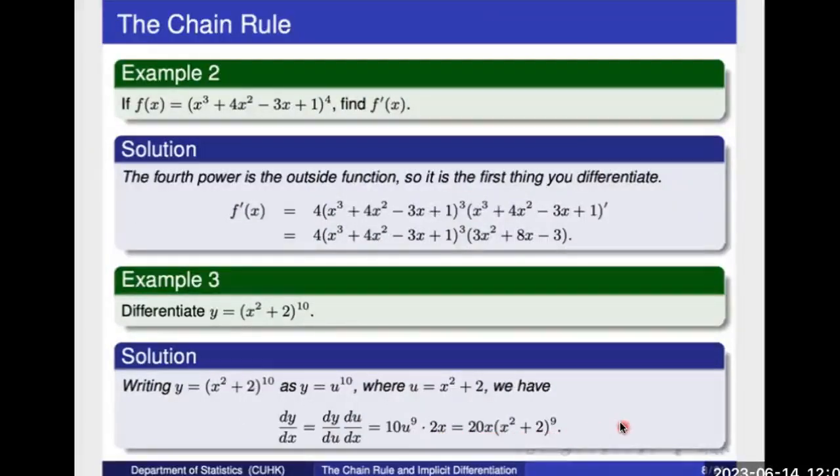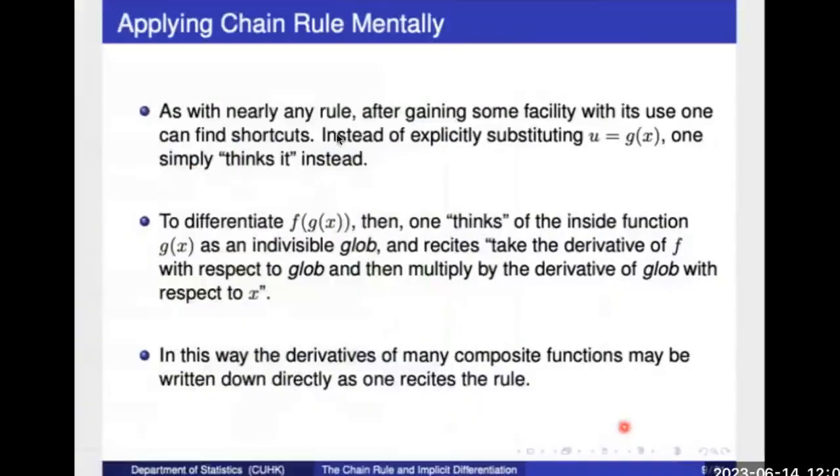As with nearly any rule, after gaining some facility with its use, one can find shortcuts. Instead of explicitly substituting u = g(x), one simply thinks it instead. To differentiate f(g(x)), one thinks of the inside function g(x) as an indivisible glob and recites: take the derivative of f with respect to glob, and then multiply by the derivative of glob with respect to x. In this way, the derivatives of many composite functions may be written down directly as one recites the rule.